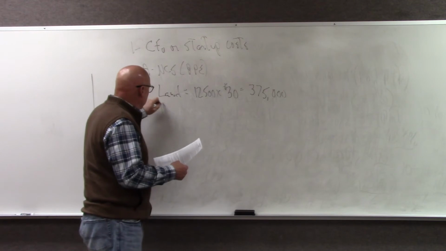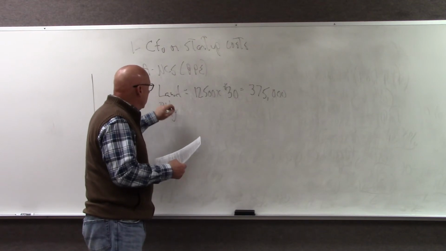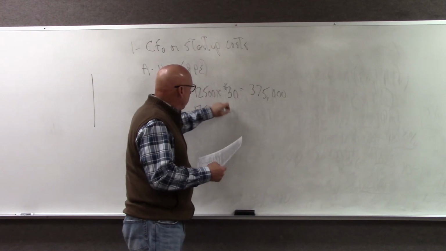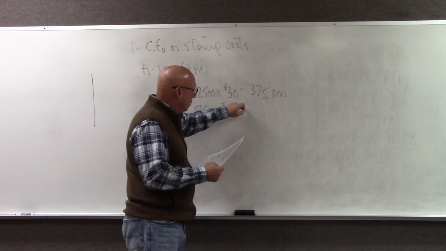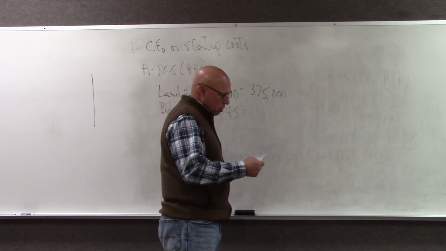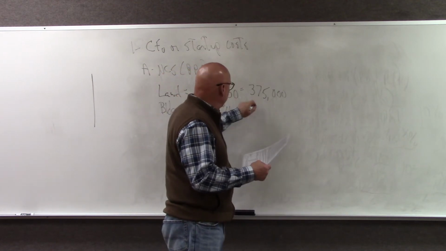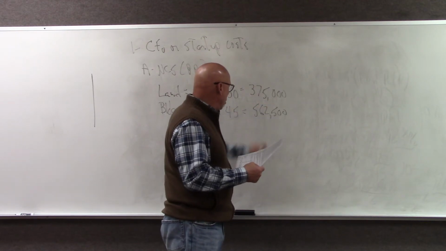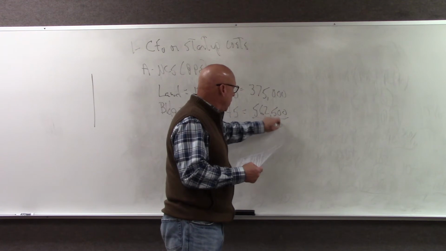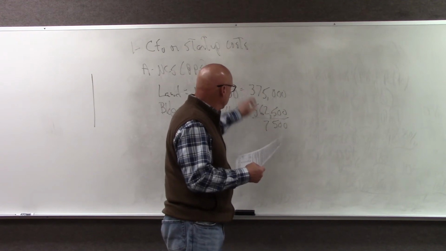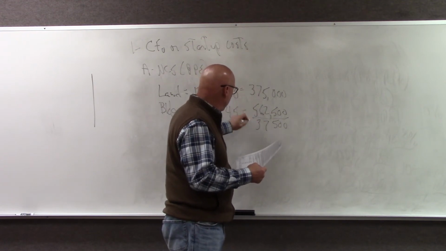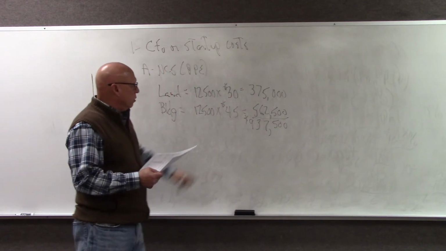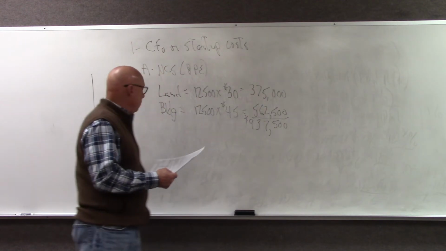Okay. The building is 12,500 feet times $45 a foot. And that is going to be $562,500. So the total cost of the land and the building is, let's see, added up, $937,500, but we're only going to depreciate part of this, okay?